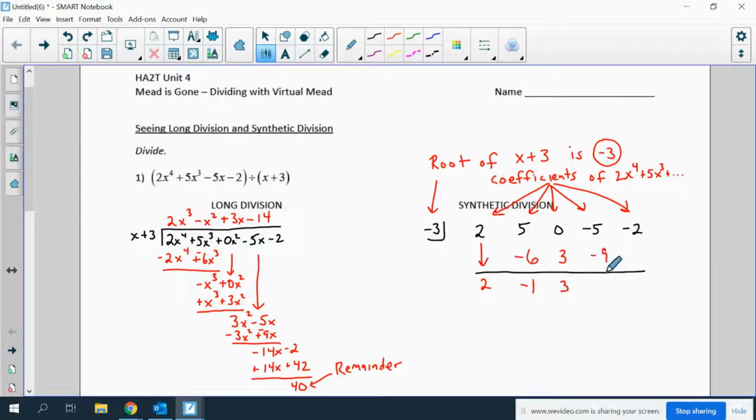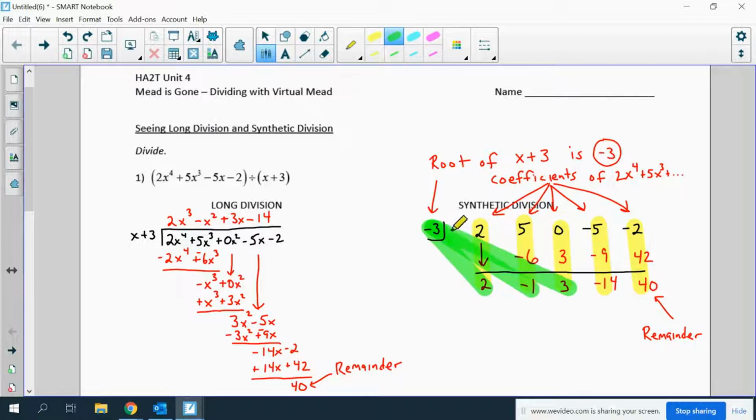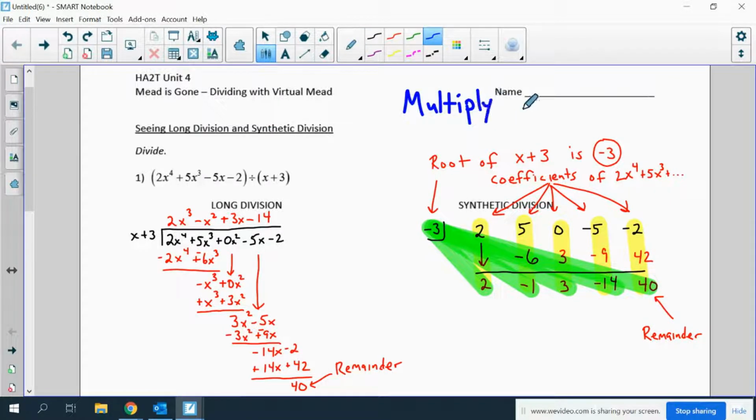So now what I end up doing is I pull the first number down, then I multiply by the number in the box, and then I add. And then I continue to do this. So I pull the number down, so that 2 goes down. Then I multiply by the number in the box. All of the green highlights are multiplication. And then I add down.